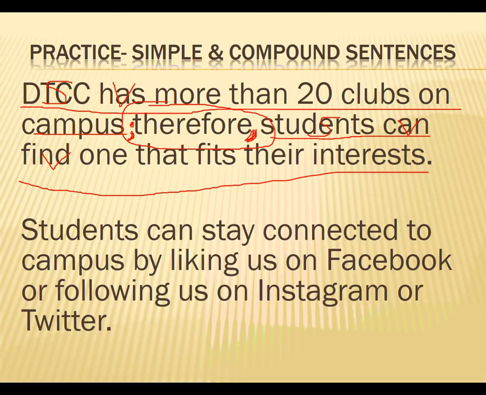Students can stay connected to campus by liking us on Facebook or following us on Instagram or Twitter. The subject of this sentence is students. The verb is a phrase, can stay connected. Then there are numerous phrases that add to the complete idea. Now I see a conjunction, I see two conjunctions, the word or. I do not want to automatically assume I have a compound sentence. I need to ask myself whether or not I have a second clause after the coordinating conjunction. Is the word following a subject? No, it is not.